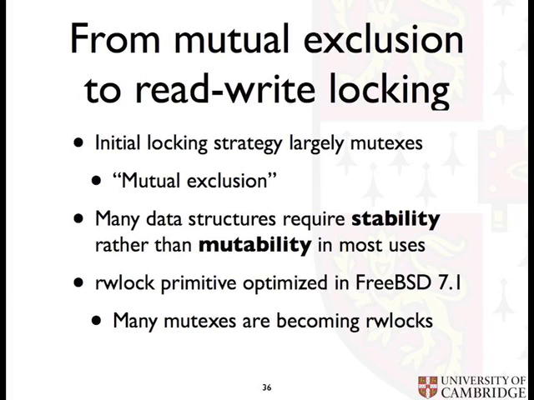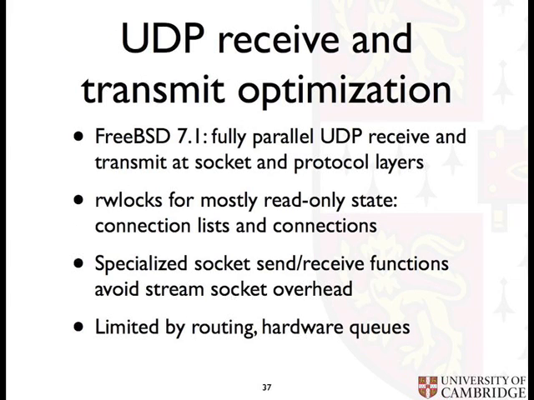There are lots of ways to accomplish this, but one of the things we've done a lot of in FreeBSD 7.1 is moving towards using RW locks, which are read and write locks, throughout the network stack. So many of our mutexes have become RW locks. A few of them happened in FreeBSD 7.0, but 7.1 really pushes this all over our TCP implementation and UDP implementation. One of the side effects of that is that in our UDP code, we now allow fully parallel transmit all the way through the UDP and socket layers, pretty much on the same socket.